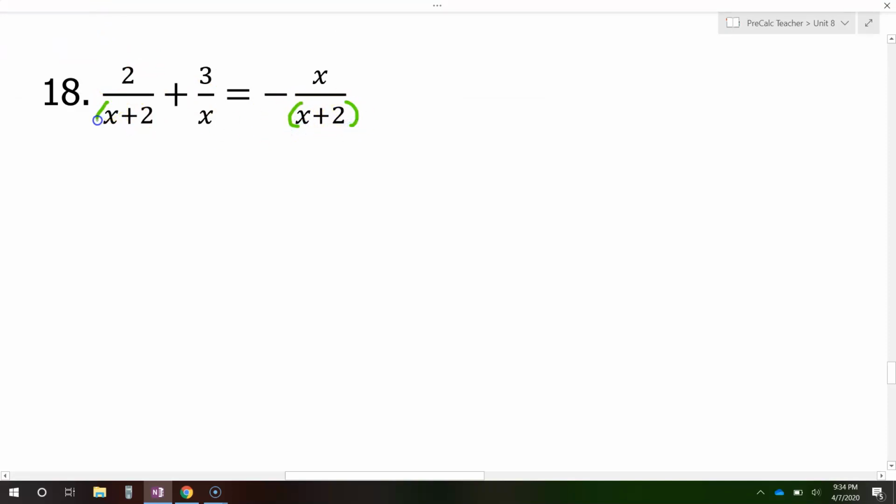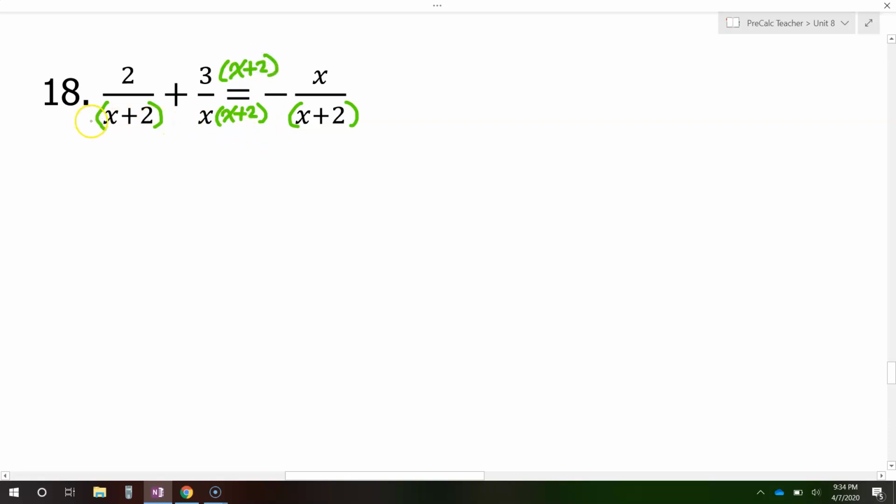Instead, I have to treat the x plus 2 as a whole factor, all of its own. So, I see that I have x plus 2 in the first term and the last term. So I'm going to need an x plus 2 in the middle term as well. So I'm going to multiply, because all I can do is multiply. I'm going to multiply the numerator and the denominator by x plus 2.